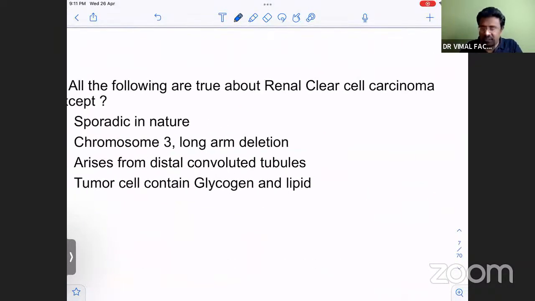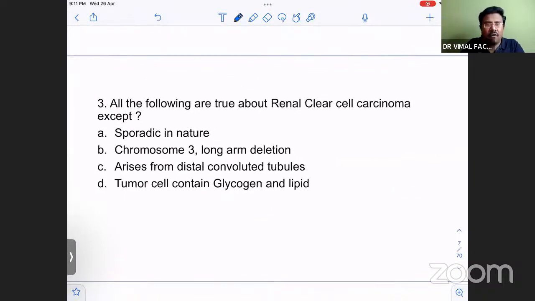Moving on to the next question. All of the following are true about renal cell clear cell carcinoma except. Yes, I know that two options may be right in this one. Okay, I'm giving you a clue for this. These are the exact words from the previous year's question, since it is a discussion of the previous question, so I am putting it as the exact wording.